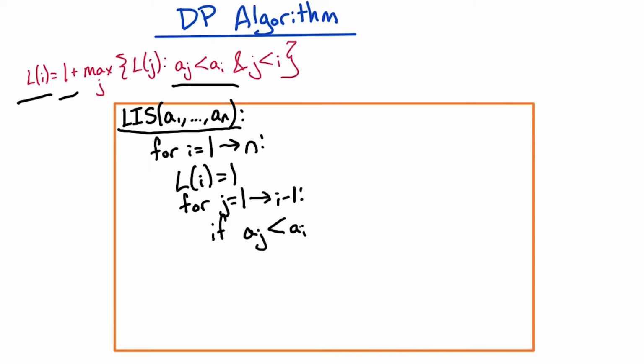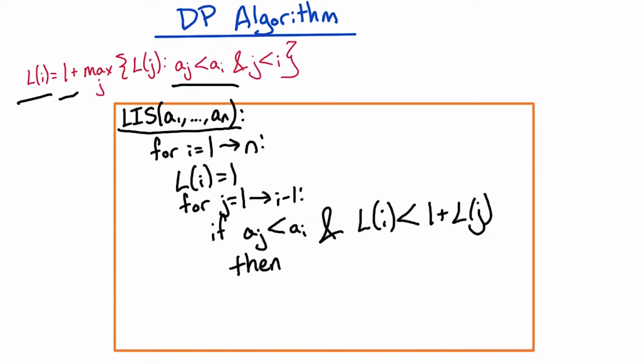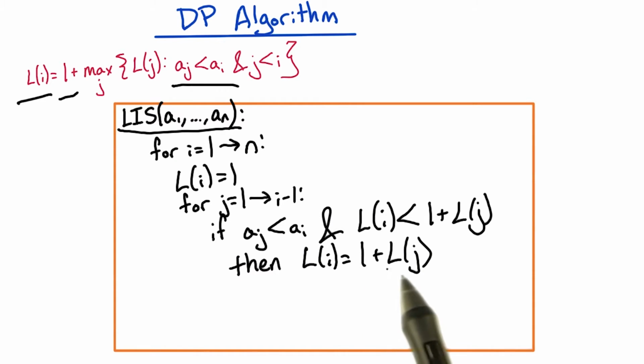So if AJ is strictly smaller than AI and our current best solution, L of I, is strictly smaller than the new solution we can obtain by appending AI onto the end of L of j, in this case, we want to update our current best solution, which is now the solution that we obtain by appending AI on to the end of the solution that ends at AJ.